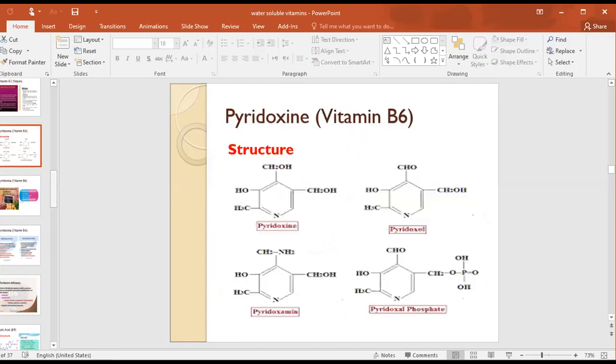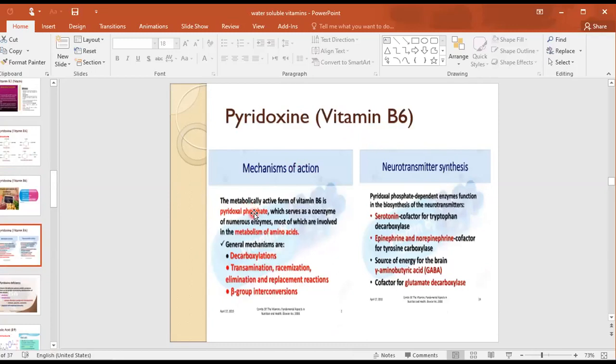So this is the active form which serves as a coenzyme for numerous enzymes. Most are involved in metabolism of amino acids. So pyridoxal phosphate is concerned with metabolism of amino acids.